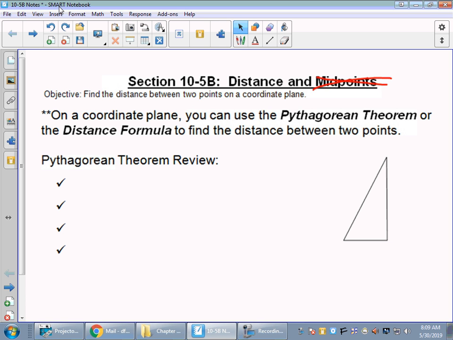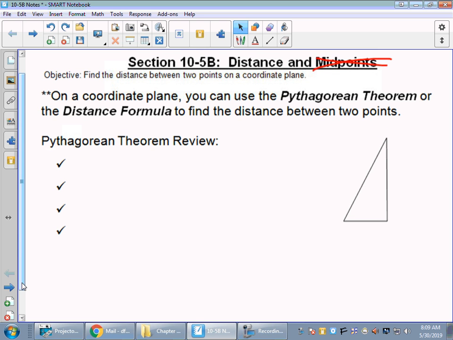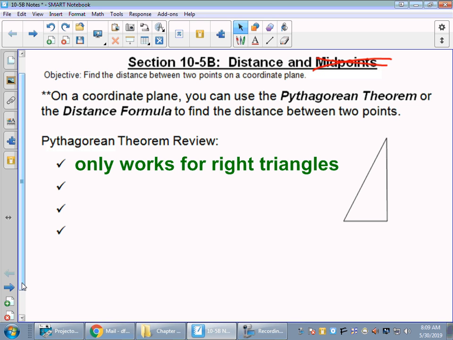So on the coordinate plane, you can use either the Pythagorean theorem or the distance formula to find the distance between 2 points. So you can use either of them. Sometimes it's easier to use one or the other, so we'll kind of go through these. But let's do a little Pythag review because I think it helps us to find distance if you can use it. But again, it only works for right triangles.